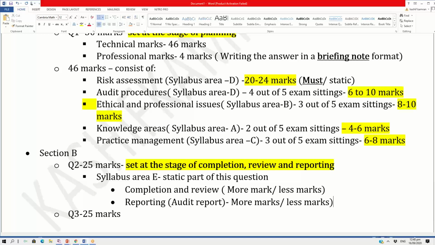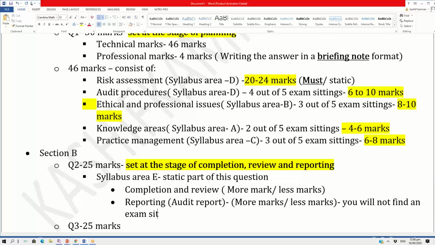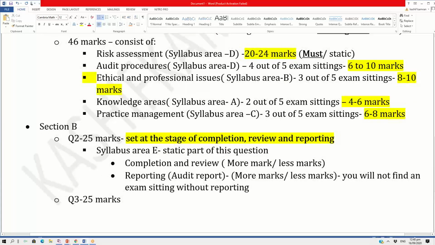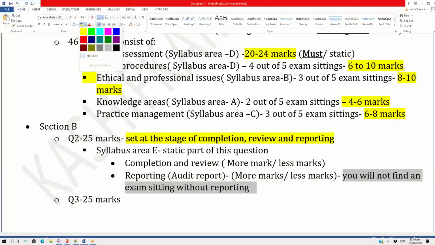But again, you will not find an exam setting without reporting. Reporting is a must area. Audit report is a must area. So you will not find an exam setting without reporting. Marks might be more or less.